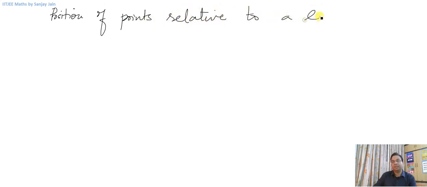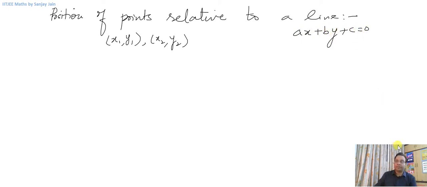Let us discuss the position of points relative to a line. Let us say I am talking about the points x1, y1 and x2, y2, and the line that I'll be taking is ax plus by plus c equals 0.